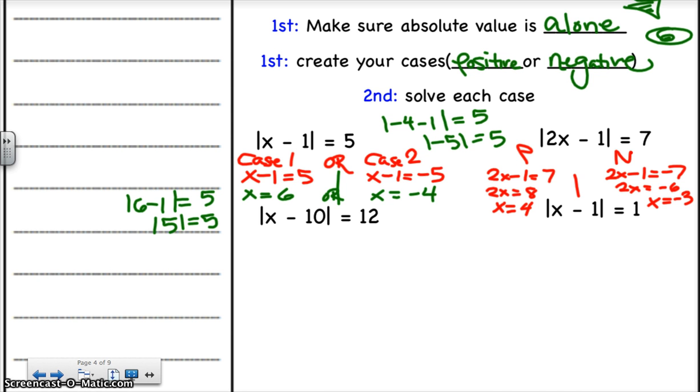Positive case and negative case. I'm going to give you a minute right now. I want you to create the case by yourself here. Create your positive case, create your negative case, solve them.